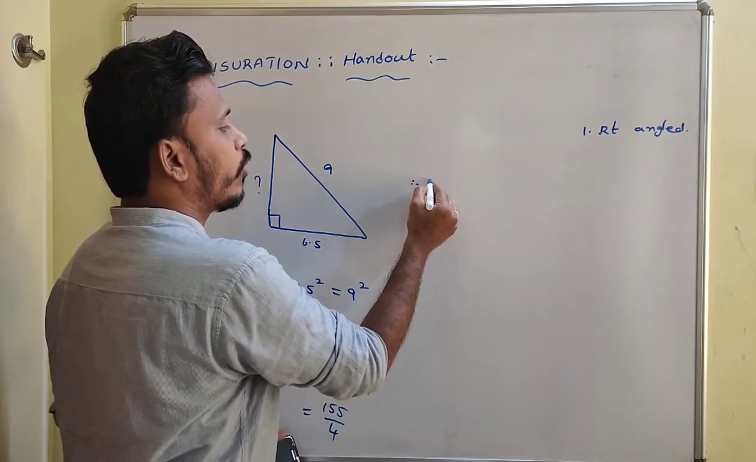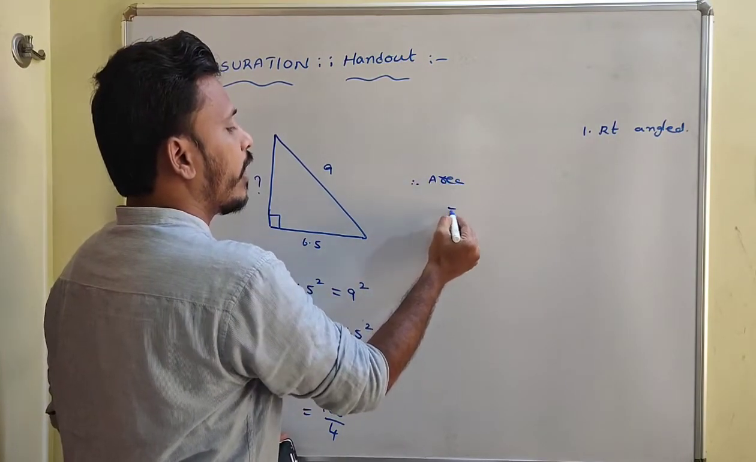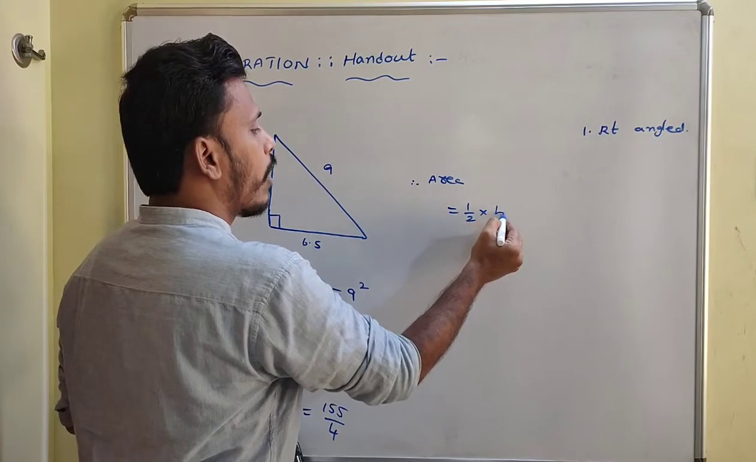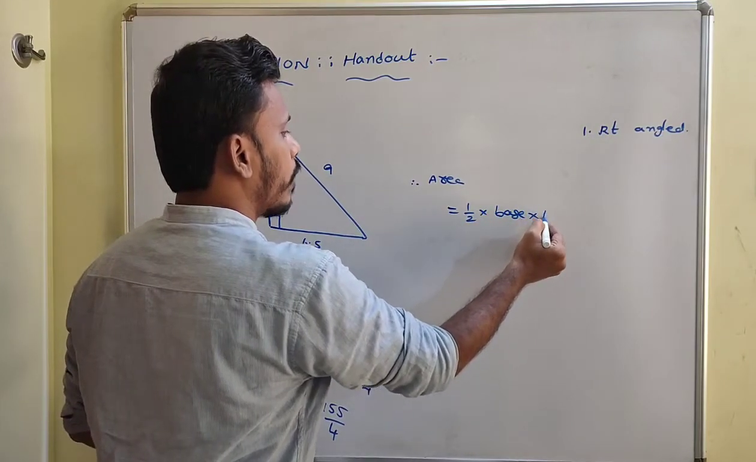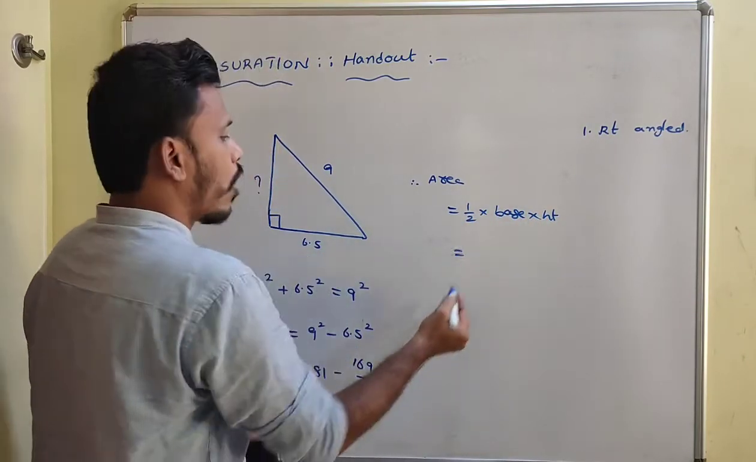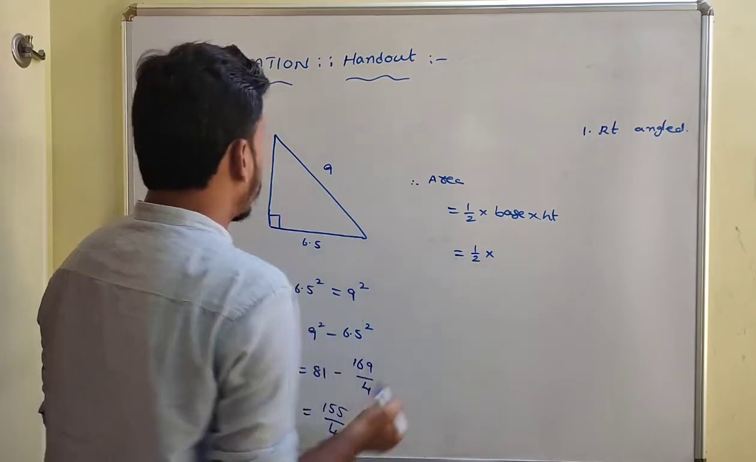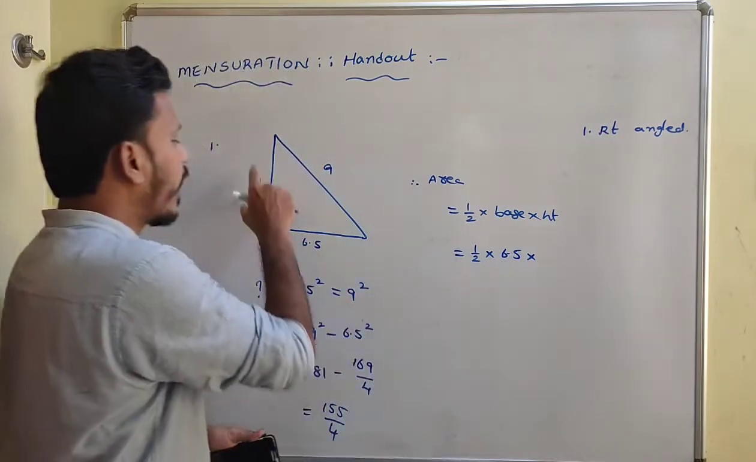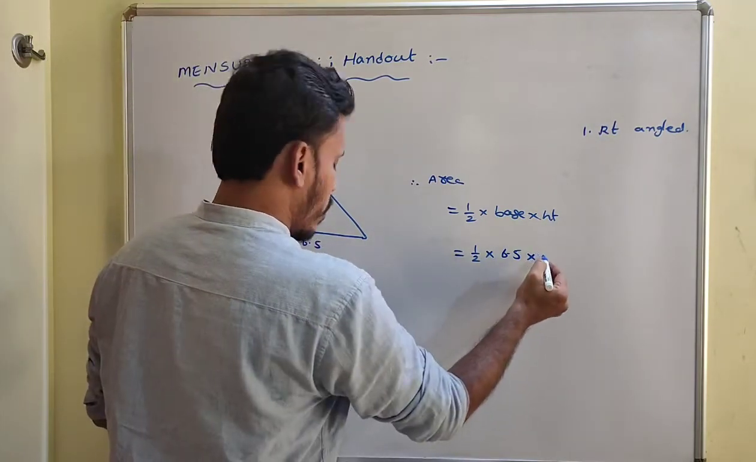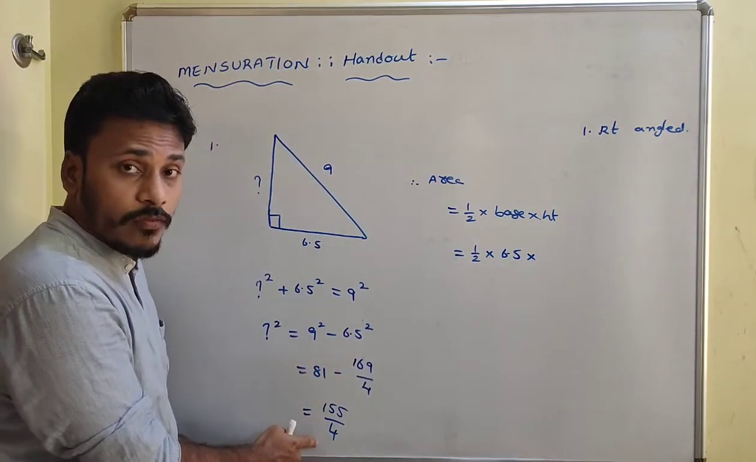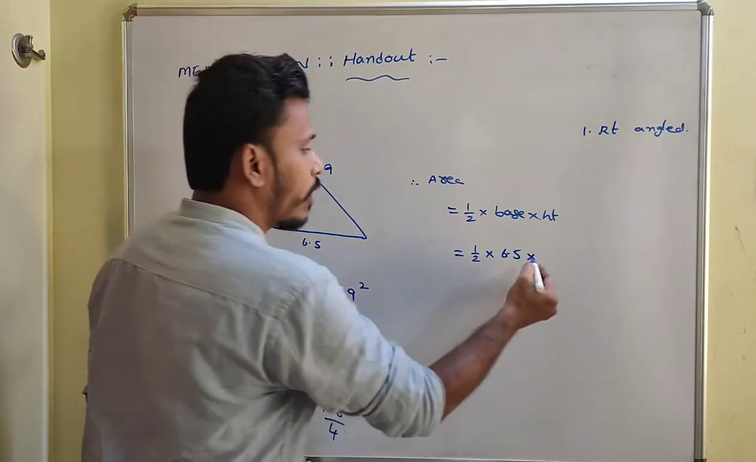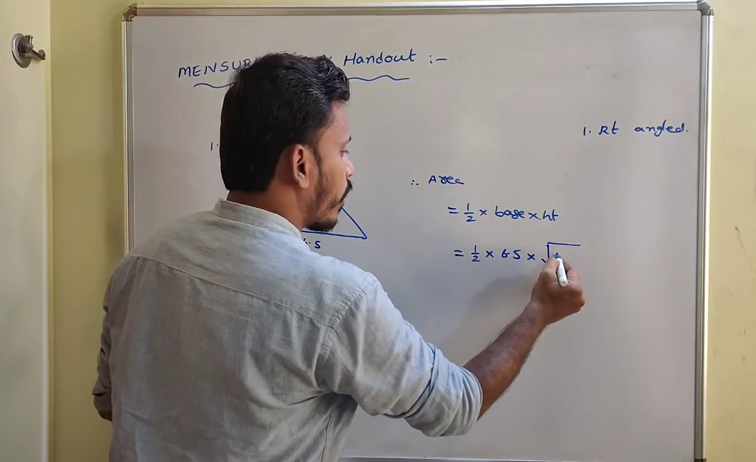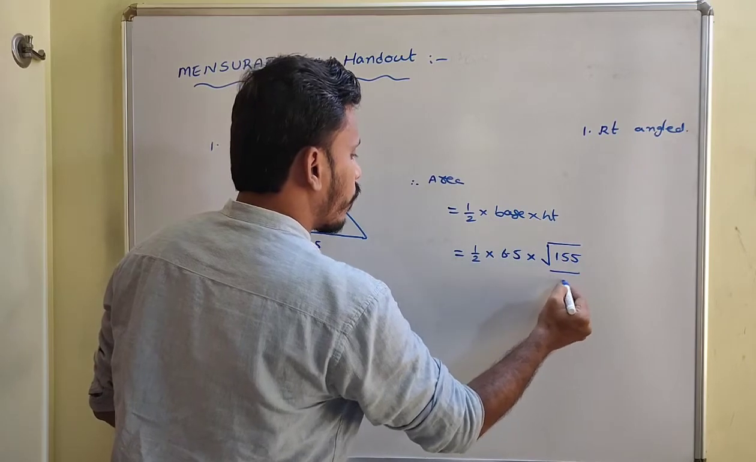At the end we need to calculate the area. Area is calculated by the formula half base into height. What is the base? Base here is 6.5, and height is that question mark. Question mark square is 155 by 4, but what is that question mark? We need to apply square root to it. So square root of 155 by 2.